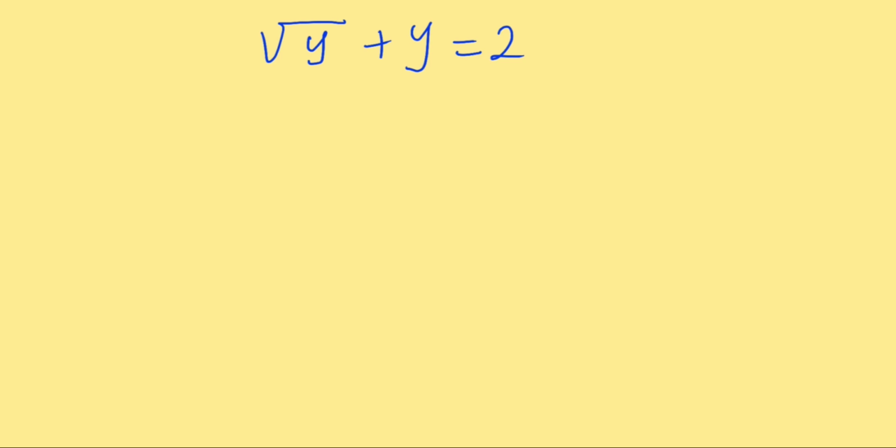Now, the best thing to do here is to isolate terms. Let the radical stay at the left-hand side and the other terms be at the right-hand side. So this is the same thing as saying square root of y is equal to 2 minus y. I move the y to the right-hand side, it turned to minus.